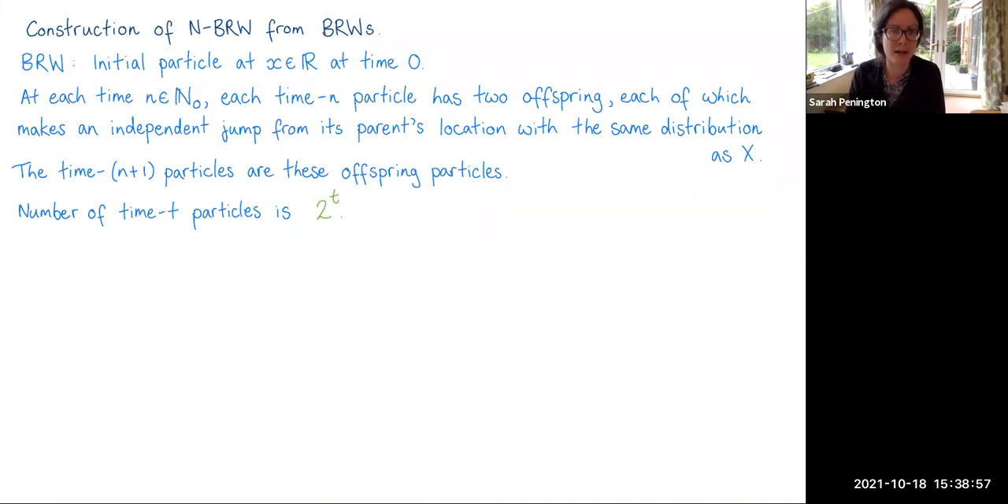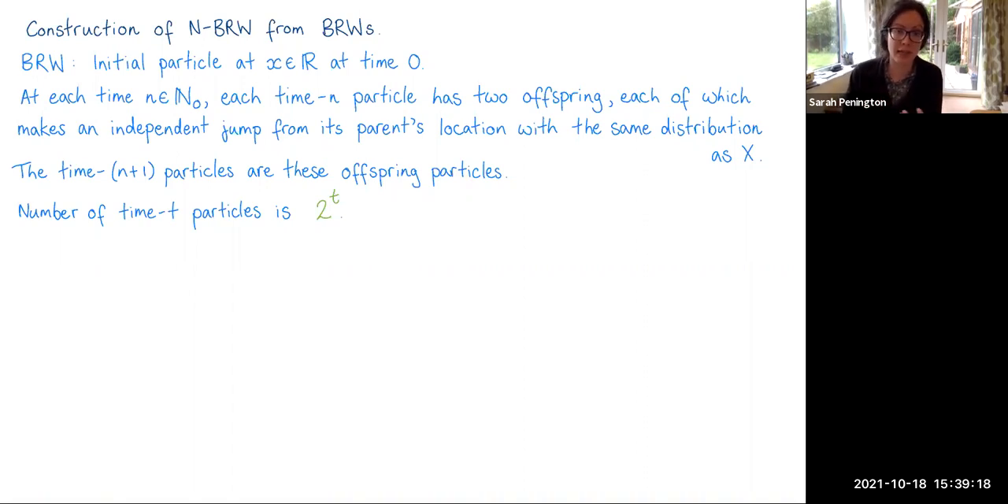And then at each time n in the non-negative integers, each time n particle has exactly 2 offspring, each of which makes an independent jump from its parent's location with the same distribution as the jump distribution capital X that we have for the n-particle branching random walk. And then the time n plus 1 particles are just these offspring particles.